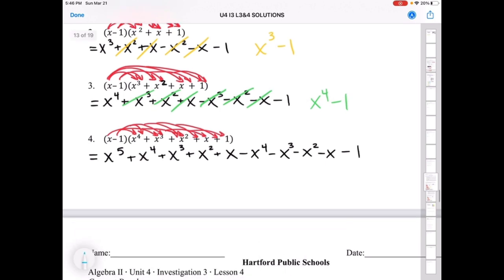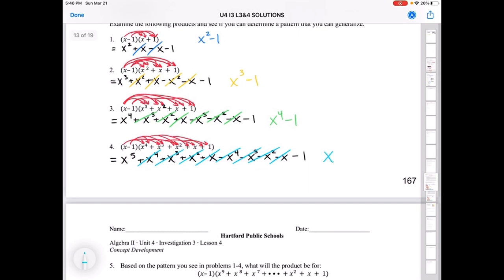Lastly, number 4, I distributed. Then I see that x to the fourth and negative x to the fourth will neutralize. X to the third and negative x to the third will create 0. It'll neutralize, right? X to the second and negative x to the second are also going to neutralize to 0. And x and negative x will neutralize to 0. So here I'm left with x to the fifth minus 1.